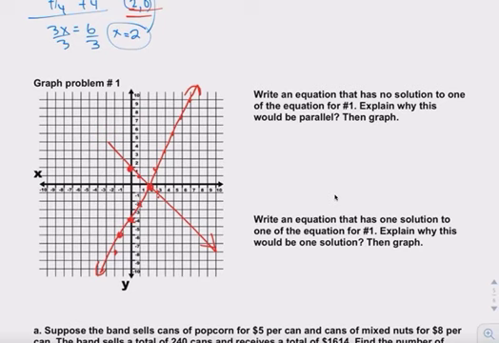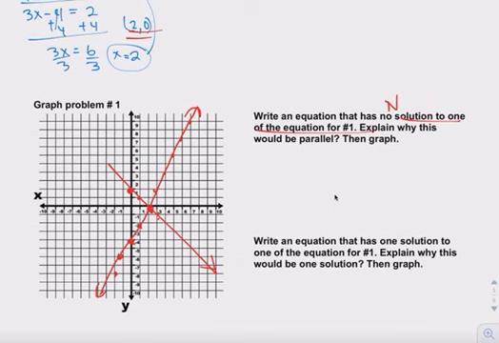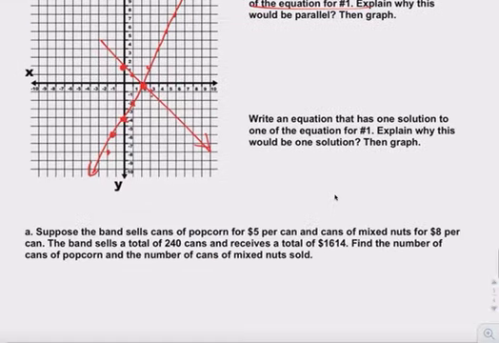Okay, this is all different. It's no solution. Just pick one that would be parallel. No solution. Same slope. Okay, I'll leave this to you guys.